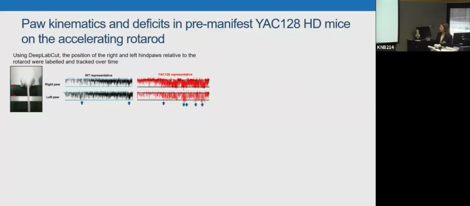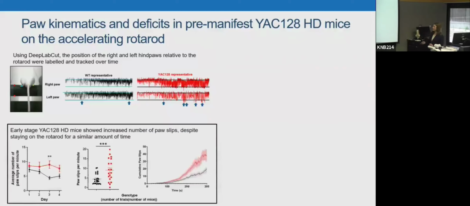And I've pointed to a few here, but there's even more than I'm pointing to here with the arrows. If we quantify this, we find that early stage YAC128 have a larger number of paw slips per minute compared to wild type mice, specifically on day 3. And I've isolated day 3 here to show the big difference between the genotypes. And this graph here is showing, over a 300-second trial, the cumulative number of paw slips over time. About halfway through the trial, the number of paw slips skyrockets for the YAC128 mice, but not for the wild type mice.